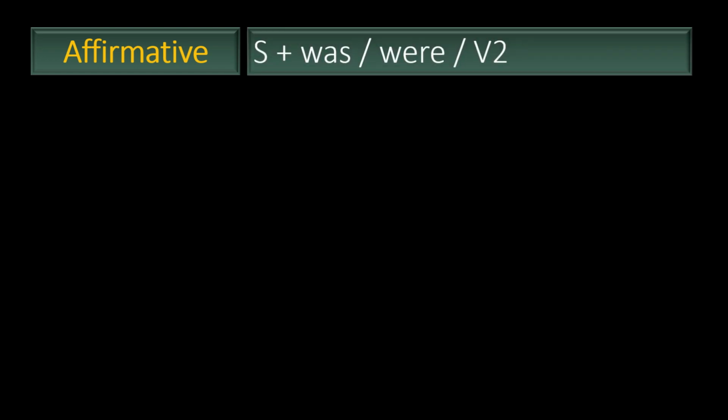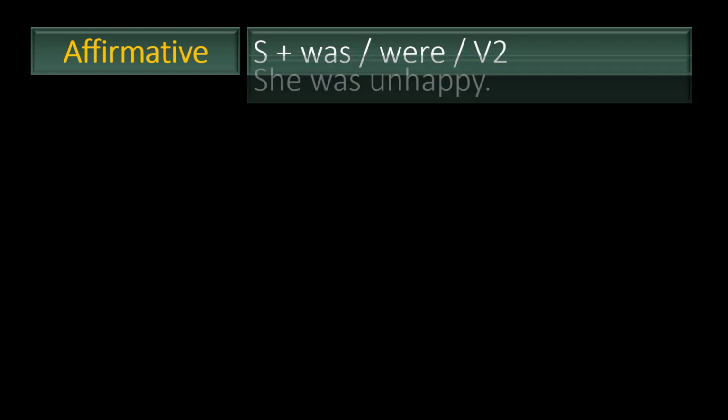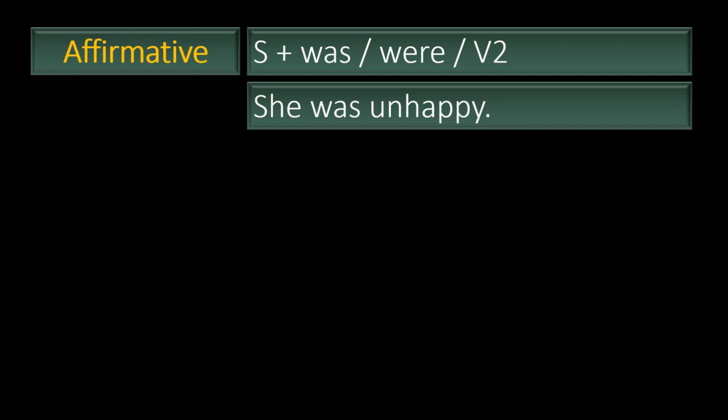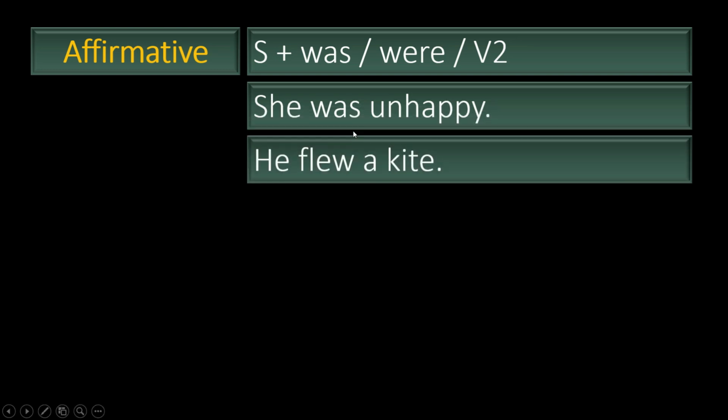Affirmative sentence follows this structure we have already discussed. Let's look at an example here. She was unhappy. Because the subject is singular, we used was. If the subject is like they, we say they were unhappy. He flew a kite. Because there is an action here. Fly, flew, flown. Flew is verb 2.